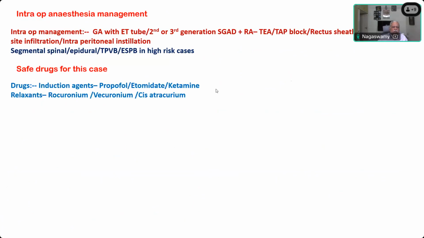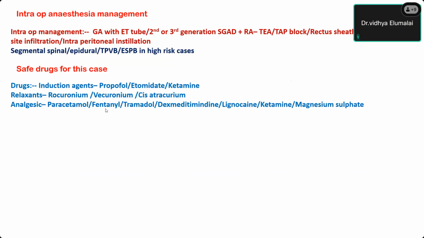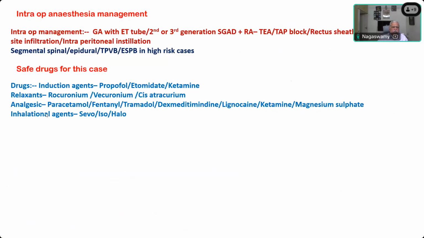What about analgesics and inhalation agents? So analgesics can be paracetamol, fentanyl, tramadol, dexmedetomidine, lignocaine, ketamine, and magnesium sulfate. All these are safe anesthetic and analgesic drugs.